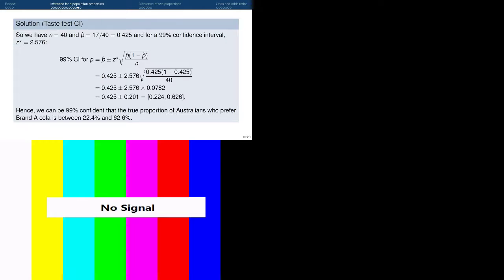Now, if we wanted to test whether there was a preference, we'd have to think, okay, what does having a preference mean? That means that the true proportion is different to 50%. So we can test whether Australians have a preference by checking whether 0.5 is inside this interval or not. And since 0.5 is inside that interval, we can't conclude that Australians do have a preference. It's plausible that Australians don't have a preference.